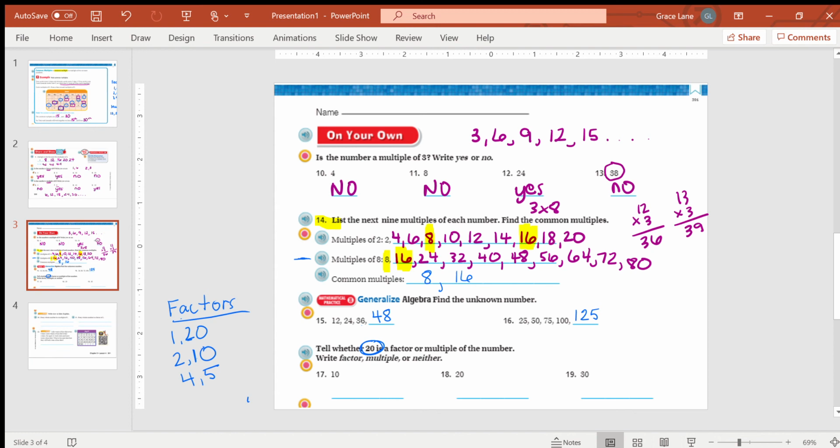Now think about multiples of 20. Count by 20s: you'd go 20, 40, 60, and then it would keep going up. So look at 17, 18, and 19. Is 10 a factor, a multiple, or neither? Look in your list that you just made. 10 is a factor.